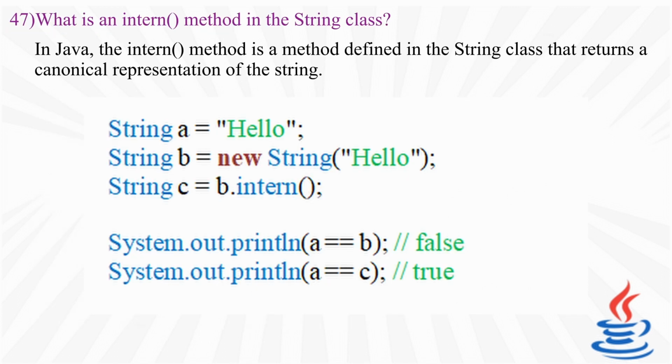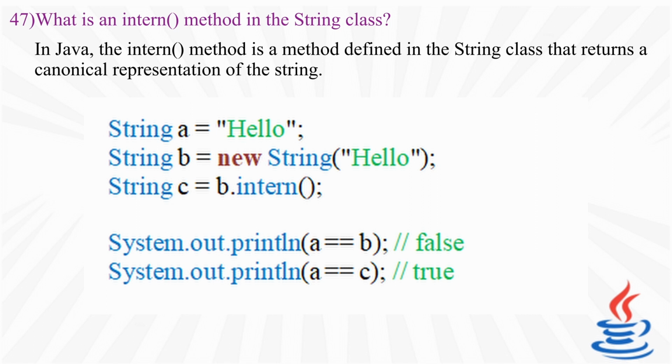And the next question is, what is an intern method in the string class? In Java, the intern method is a method defined in the string class that returns a canonical representation of the string. When called on a string, it first checks whether the string is already present in the string pool. If it is, it returns a reference to the existing string in the pool. If the string is not already in the pool, it adds it to the pool and returns a reference to the new string in the pool.